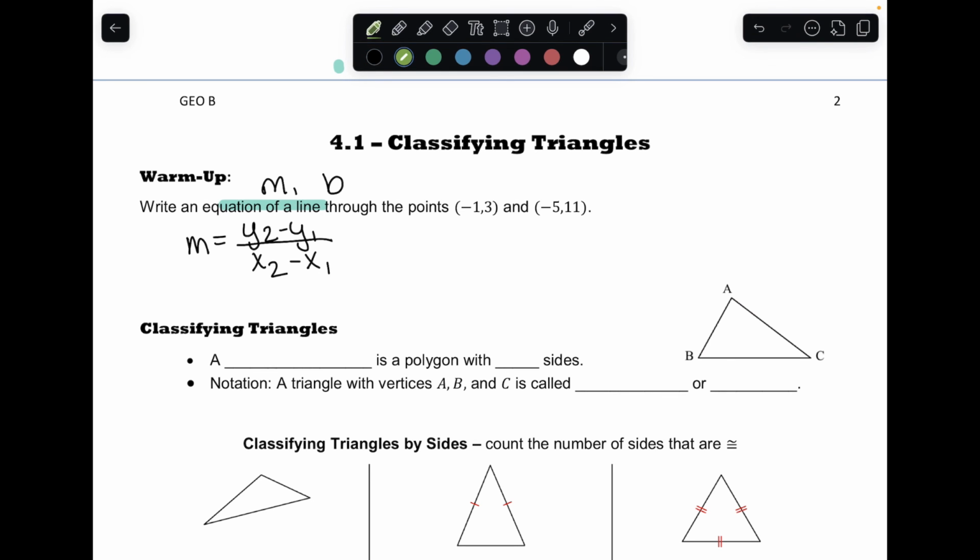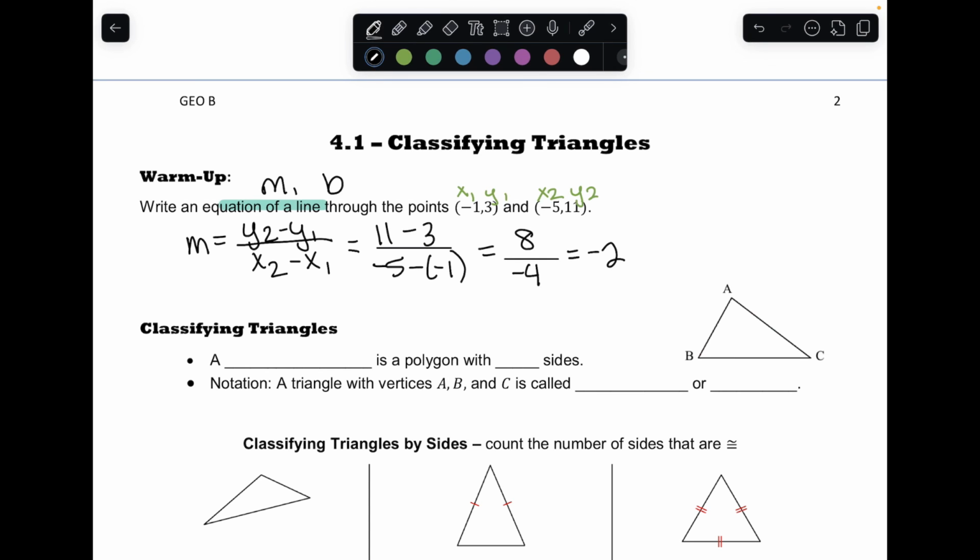So I'm going to label these points x1, y1, and x2, y2. Then I'm going to plug those points into my formula and find my slope. So y2 was 11, y1 was 3, so 11 minus 3 on top. x2 was -5, and x1 was -1, so watch your double negatives there. But 11 minus 3 on top is 8. -5 minus -1 is the same as -5 plus 1. That gives us -4. We simplify this down, we get -2.